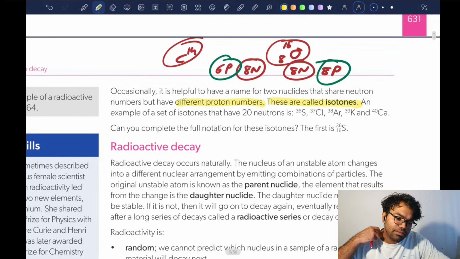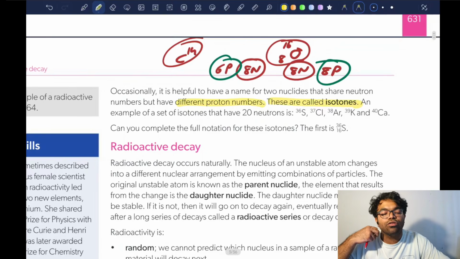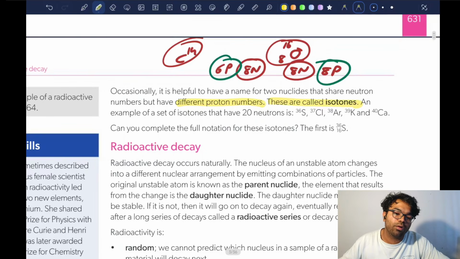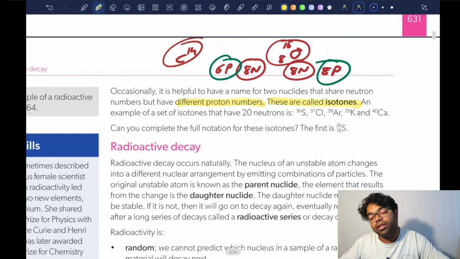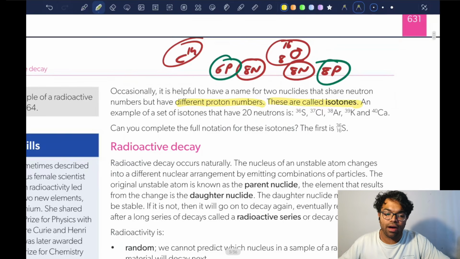Tone for neutron. Isotope is for the same number of protons, different number of neutrons, and isotone is the same number of neutrons, different number of protons. What is an isobar? An isobar has the same atomic mass but is a different element altogether. For example, argon has 40 as its atomic mass, calcium also has 40 as its atomic mass. But argon is an inert gas, whereas calcium is a very reactive metal.